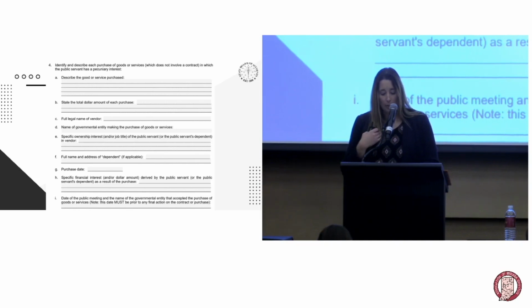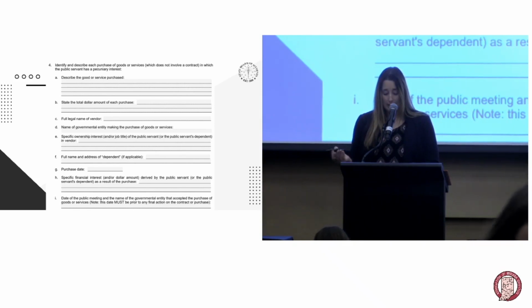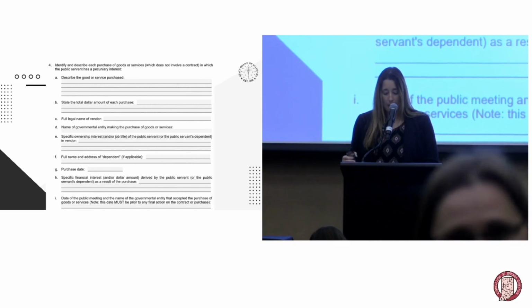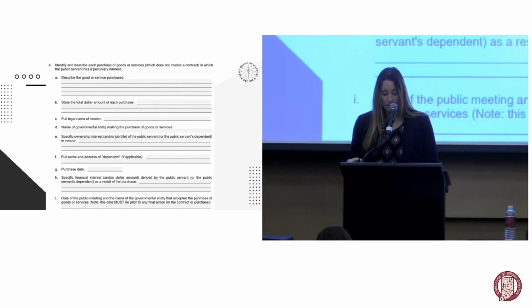State the total dollar amount of each purchase. You'd put the full legal name of the vendor. Again, the name of the governmental unit making the purchase. What your specific ownership interest is in that. Full name and address. The purchase date. If you have a specific financial interest that's derived as a result of the purchase, it wants to know that. And again, it wants to know the date of the public meeting.